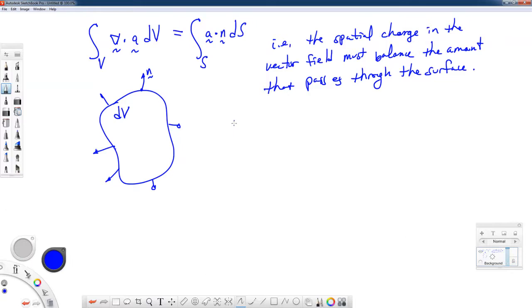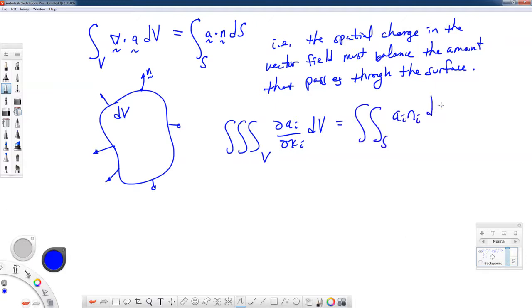So another way to write this then, sometimes you'll see it this way. A triple integral of the partial of ai with respect to xi dV is equal to a surface integral of ai ni dS using our subscript notation. You may have seen this called Green's theorem in 3 dimensions, Stokes' theorem in 2 dimensions. In general, we can just call it the divergence theorem.